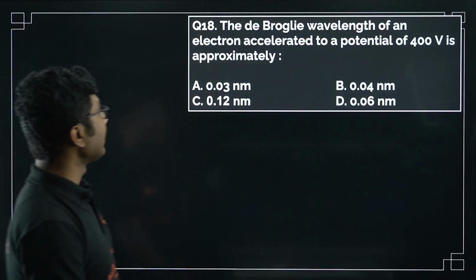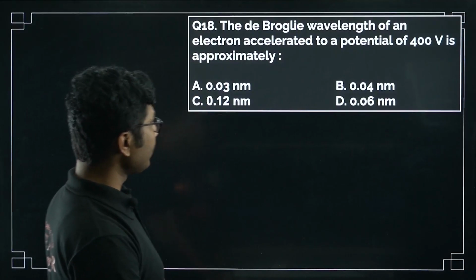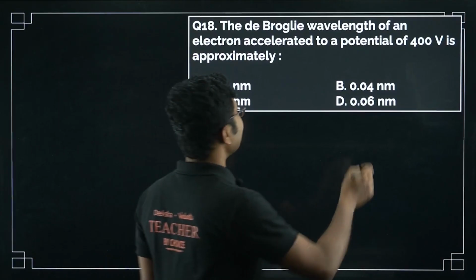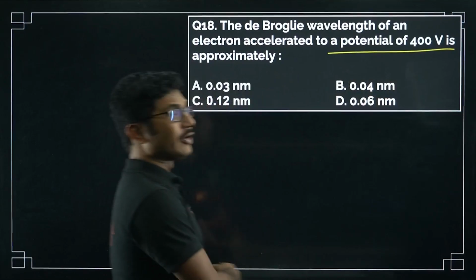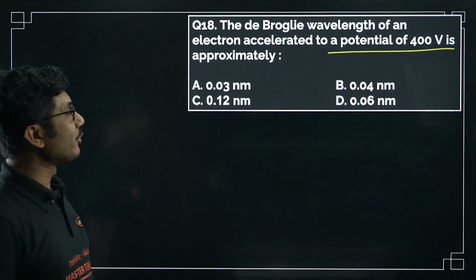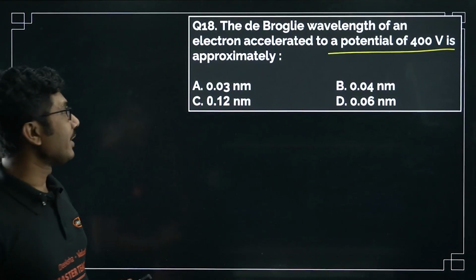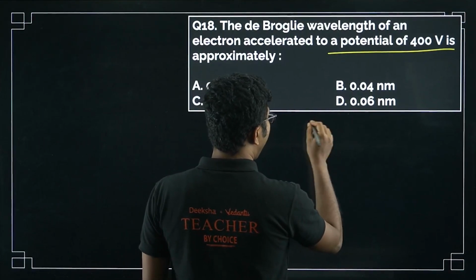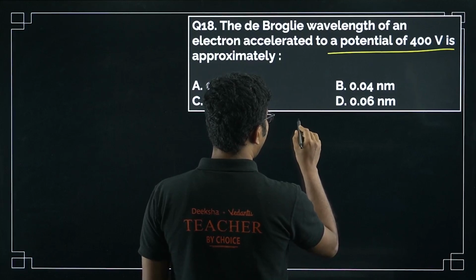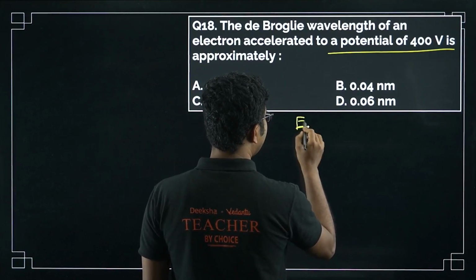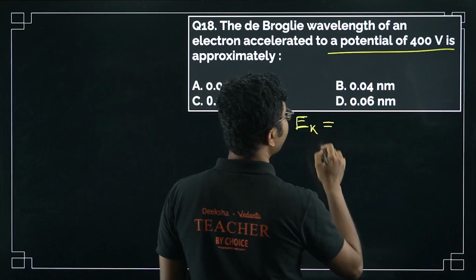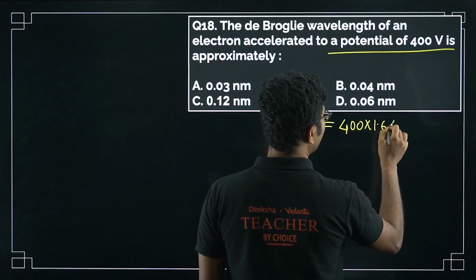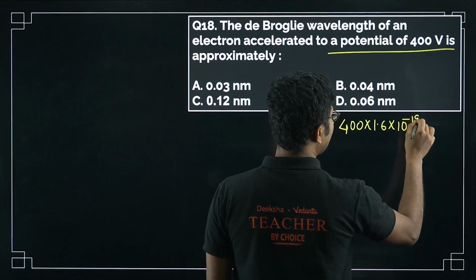Now the de Broglie wavelength of an electron accelerated to a potential of 400 V is... So what is the energy of the electron when it is accelerated to a potential of 400 V? Okay, so the energy associated with the electron you can calculate to be the kinetic energy of the electron accelerated to 400 V, which is 400 into the charge of an electron, that is 1.6 into 10 to the power of minus 19.